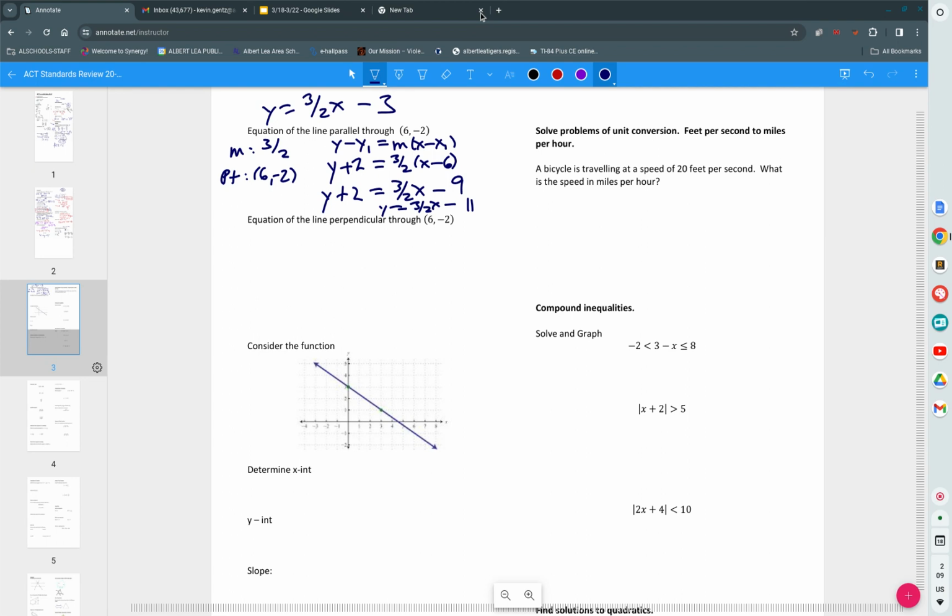Let's not work out the entire problem here, but let's just set it up. The point remains the same. It's passing through (6, negative 2). But now it says that it is perpendicular. What do we then know about the slope? Opposite reciprocal, negative 2/3, and you could do the same piece there.